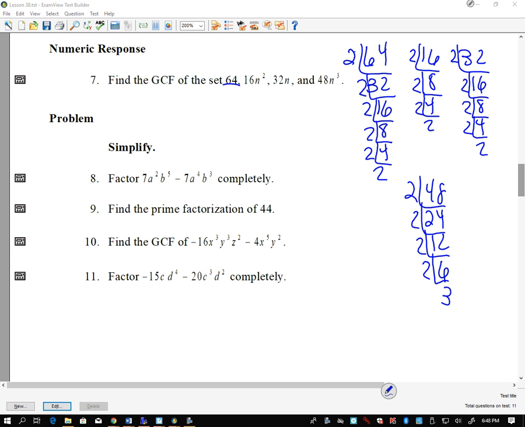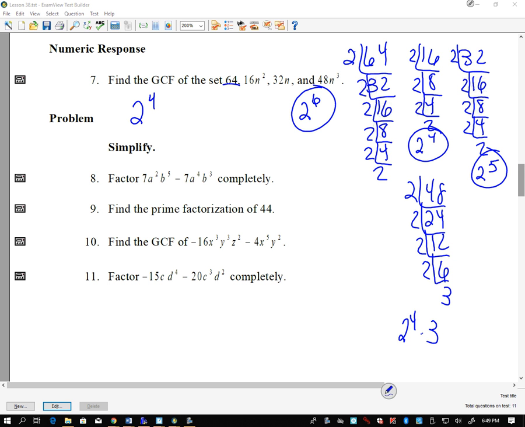Okay? So our 64 has 1, 2, 3, 4, 5, 6 twos, or 2 to the 6th. 16 has 1, 2, 3, 4. That's 2 to the 4th. 32 has 1, 2, 3, 4, 5, so 2 to the 5th. And 48, 1, 2, 3, 4, has 2 to the 4th times 3. So we have to go with the smallest one, and the smallest one is 2 to the 4th.